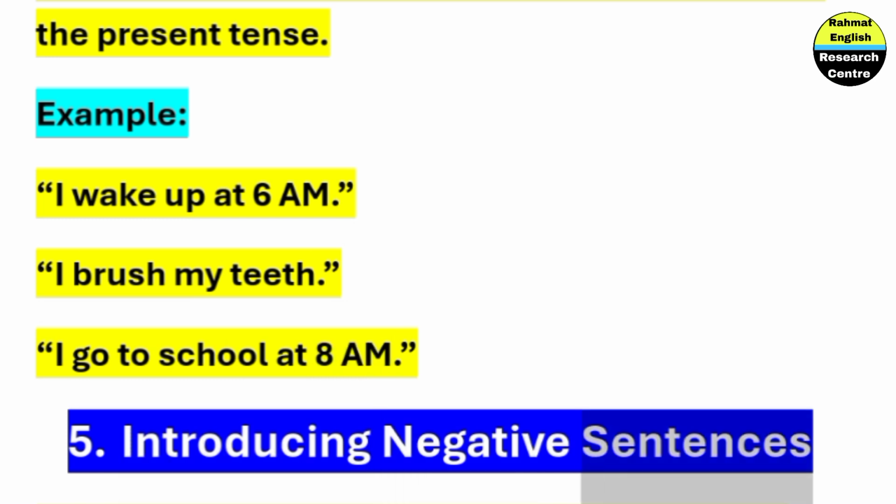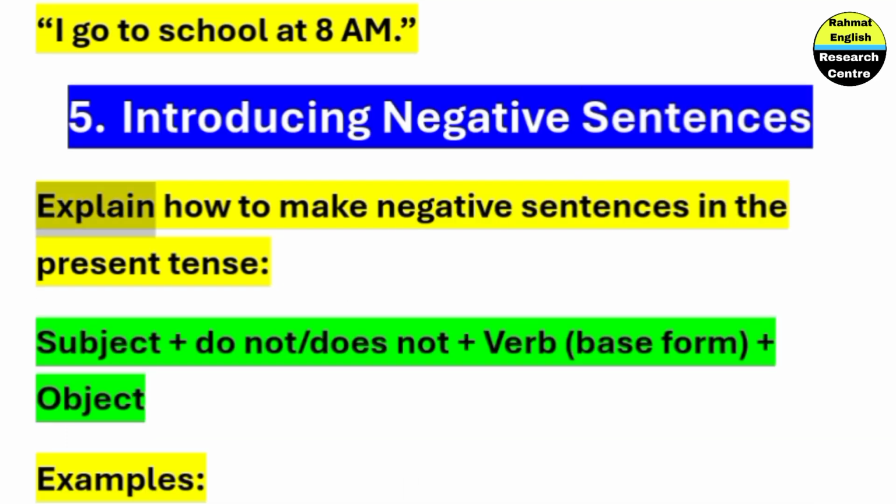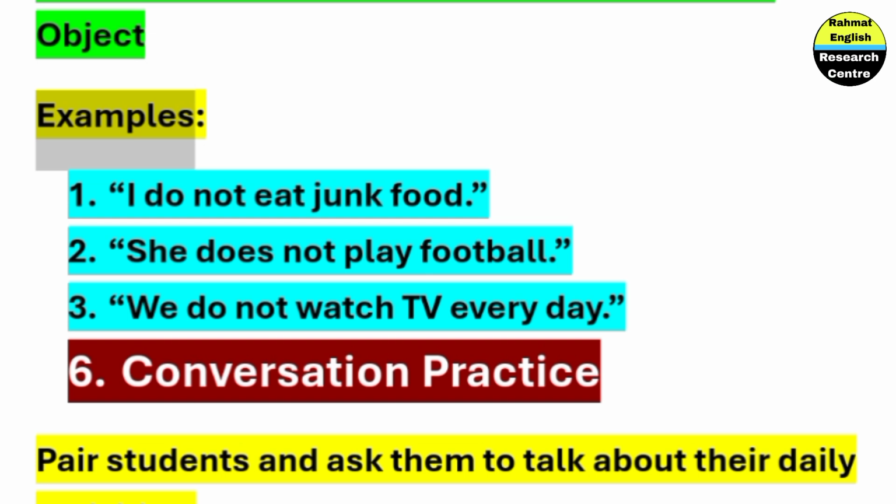Introducing negative sentences. Explain how to make negative sentences in the present tense. Subject plus do not / does not plus verb, base form, plus object. Examples: I do not eat junk food. She does not play football. We do not watch TV every day.